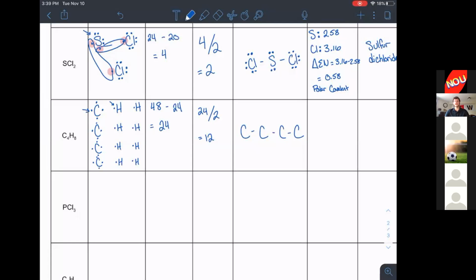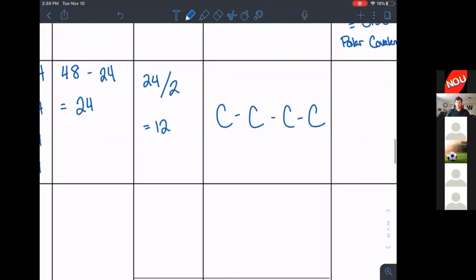And those hydrogens have to go somewhere. And we have 8 of them. So what should we do with those hydrogens? Place one on each side of the carbon atom. So one on each side. All right.